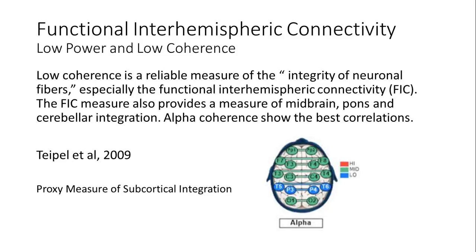So when you're looking at alpha coherence, notice if you're getting a lot of blue. If you are, you're losing connectivity in the alpha. You're losing connectivity between cortical and subcortical processing. So it's a good proxy measure of subcortical integration.